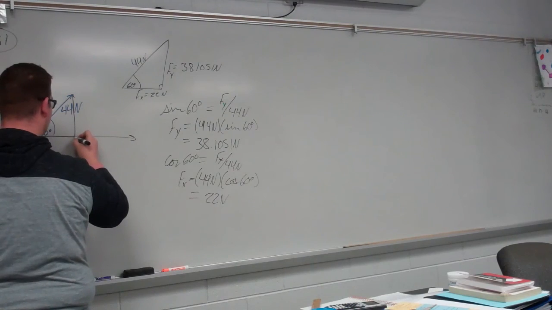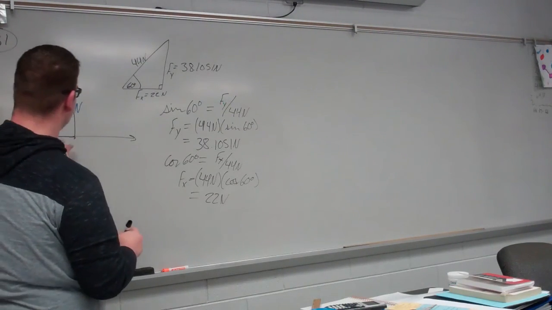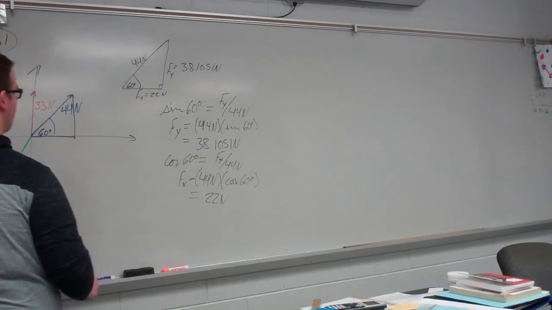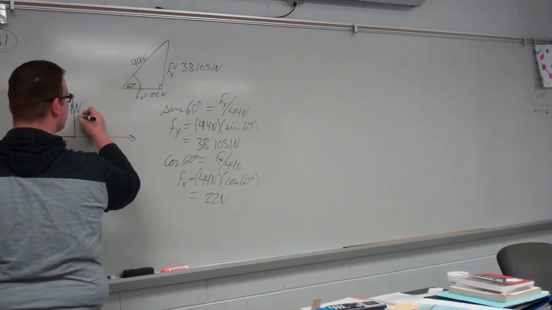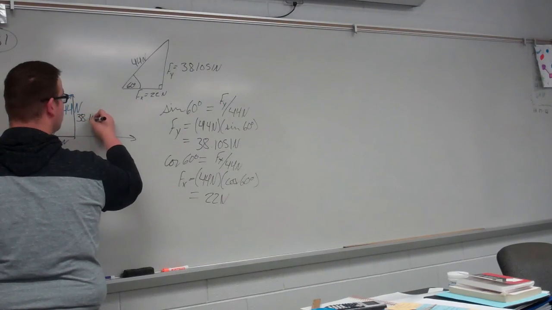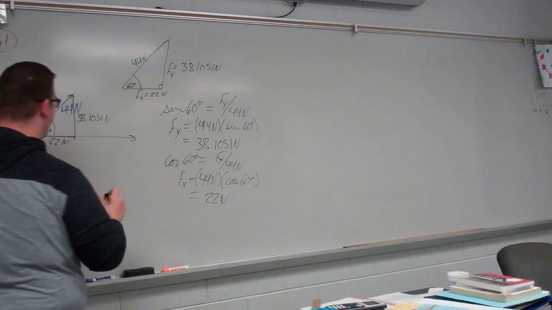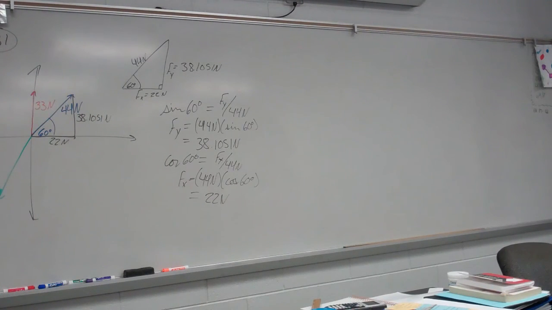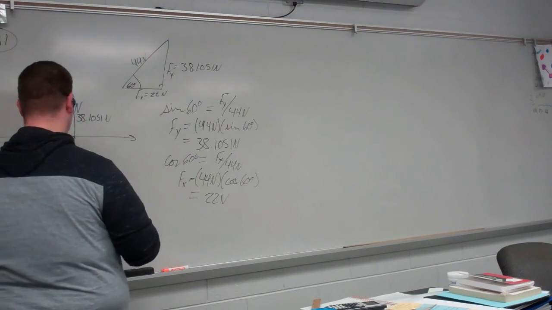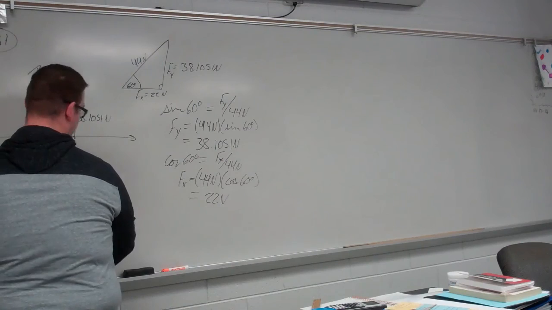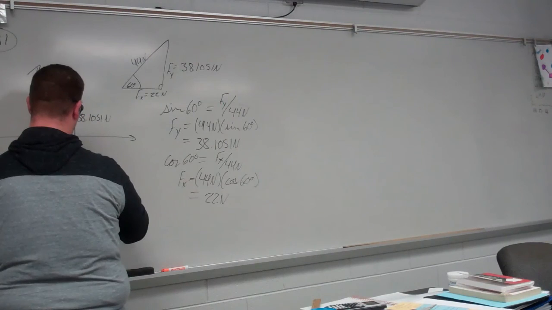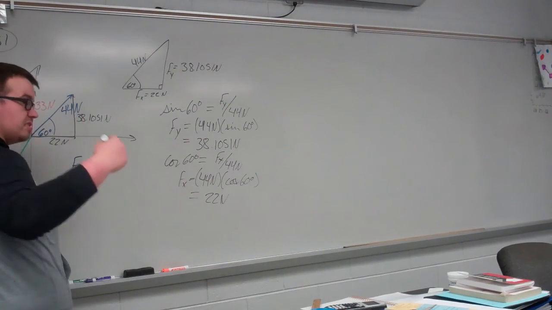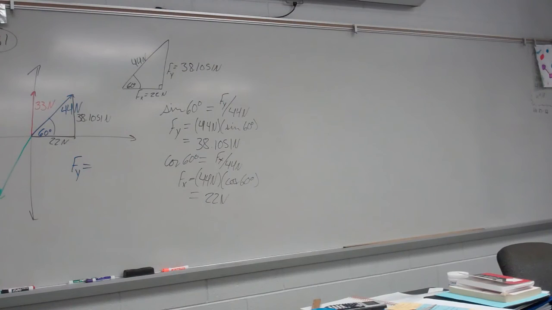So here's what I got now. I have these two legs of this triangle. So I now know this is 22 newtons. And I know that this force here is 38.1051 newtons. Now this is what I can do. I can add up these x and y components. So I can end up with, do it in blue, force of the y components. This is the net force. This is all those forces in the y direction being added together.